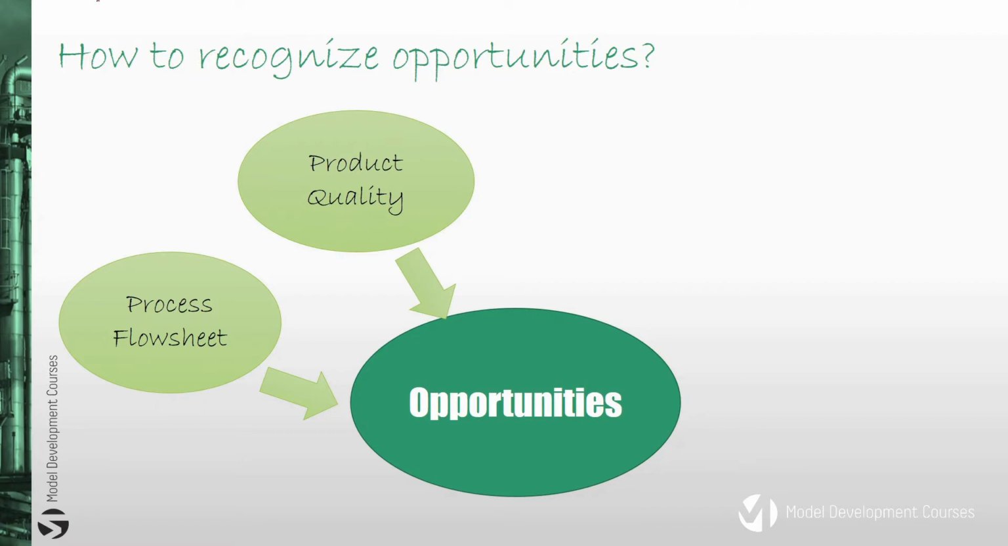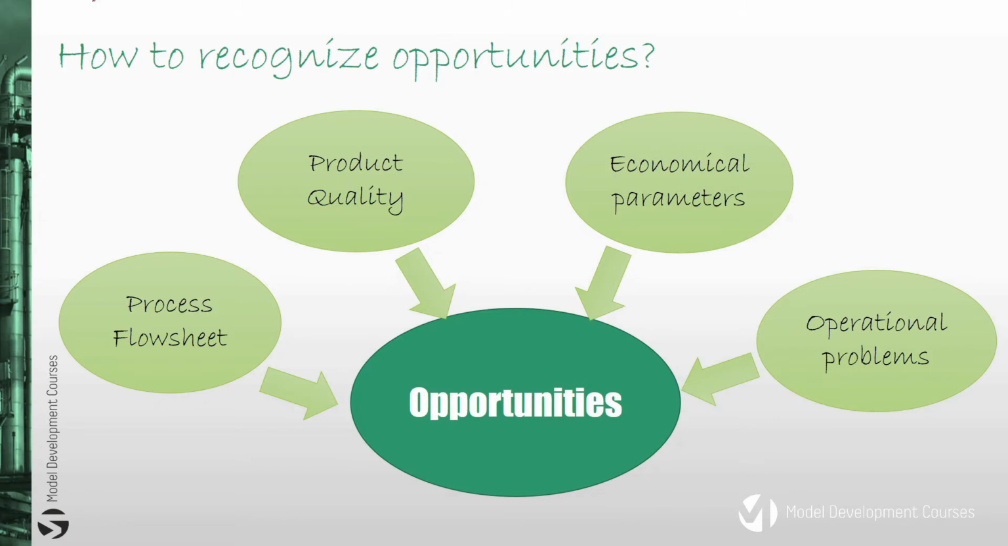The second direction is from the product quality point of view. Quality prediction is one of key parameters of any unit, and we want to find out how it can be improved. Third direction. At the end, it is all done to show some economical benefits. But economical benefits could be also a very good place to start, looking into prices, costs, losses, giveaways, energy prices, etc. The fourth direction are operational problems.